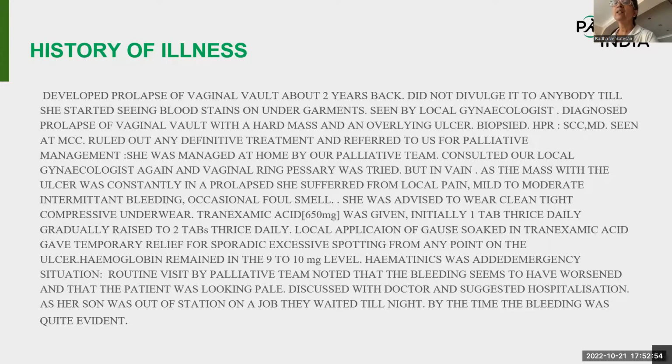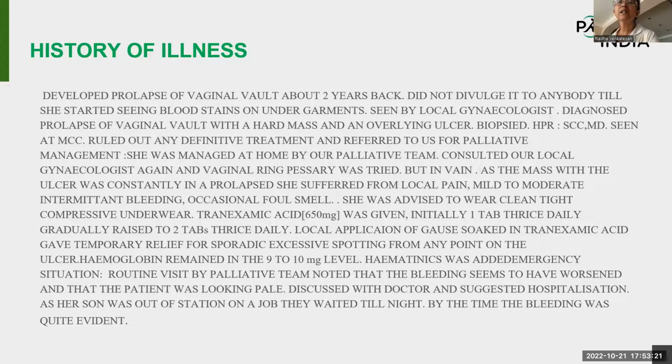Biopsy was done, basic investigations were done, and then it was ruled out that any definitive treatment was possible, and she was referred to the palliative care team. And then she was managed at home by the palliative care team, consulted by the local gynecologist, and a vaginal ring pessary was tried. But it was not effective or beneficial.